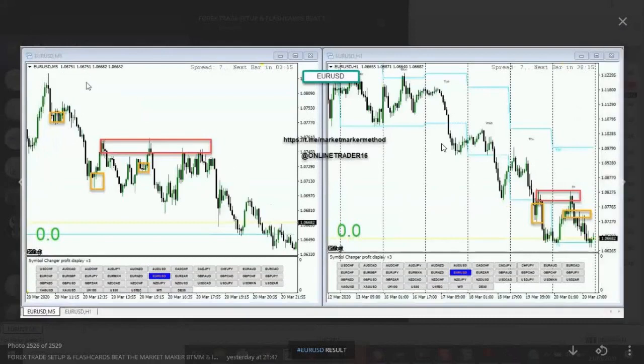On EUR/USD, that's actually H1. You can see this market is in a clear downtrend. A clear downtrend. So what did the market do? The market gave us a pattern in this particular area.